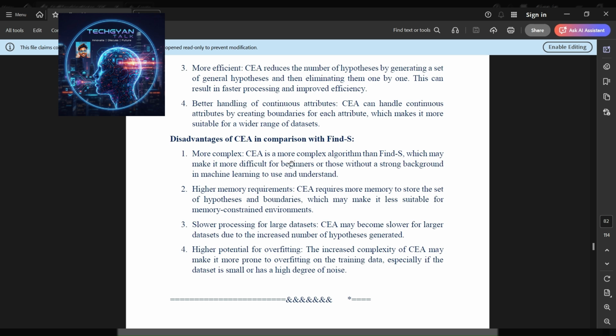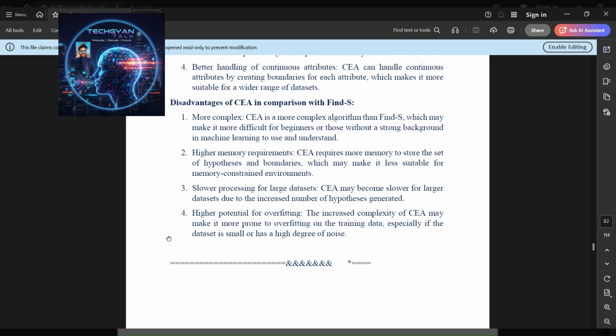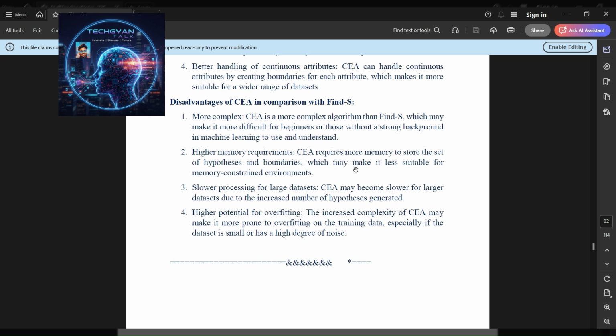Disadvantages of CEA in comparison with Find-S: more complex. CEA is a more complex algorithm than Find-S, which may make it more difficult for beginners or those without a strong background in machine learning to use and understand. Higher memory requirements: CEA requires more memory to store the set of hypotheses and boundaries, which may make it less suitable for memory-constrained environments.